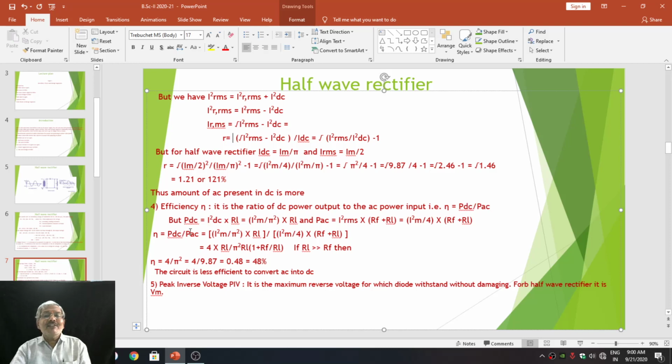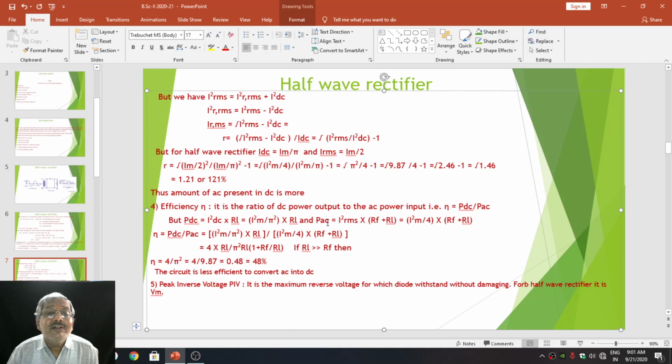PDC we can calculate as PDC is equal to I square DC into RL, but IDC is equal to Im upon pi. So that's why we can write it as I square m upon pi square into RL. This is the PDC. PAC is equal to I square RMS into RF plus RL. Putting the value of IRMS as Im upon 2 for half wave rectifier, we get it as I square m upon 4, by taking its square, into RF plus RL.